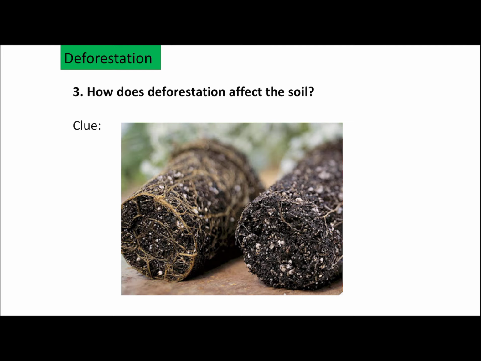Without trees, therefore, there are no roots, and the soil is less compact, and soil erosion will start to increase in certain areas. This can lead to barren land, it can lead to flooding, it can lead to landslides, because we haven't got these roots holding the soil and keeping it compact in place.